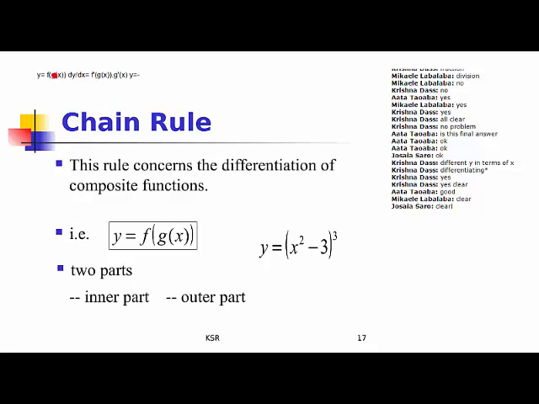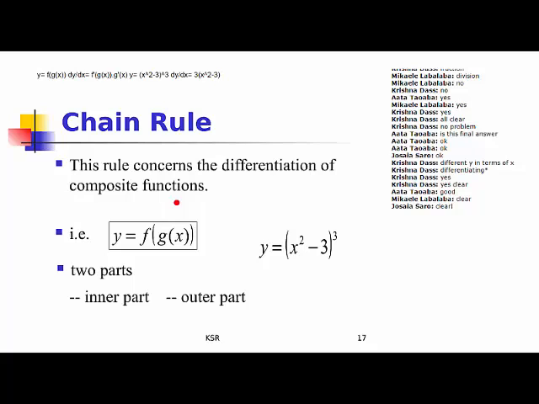So we have y equals (x squared minus 3) to the power 3. Now how are we going to solve it? dy over dx will be equal to, now this is my outer function, the one with the cube. So I'll bring 3 in front and I'll do 3 minus 1 here. And I will leave this inner function as it is, which is x squared minus 3.